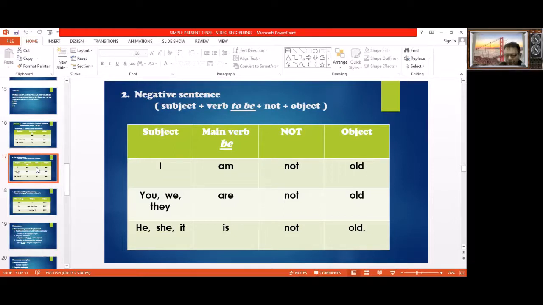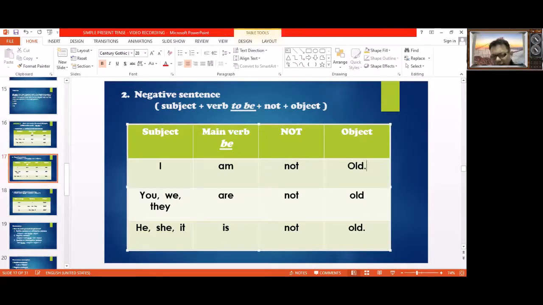Okay, so then for the next group here, we have you, we, they. Again, you have to use the verb be, are. So we have, you are not old. Don't forget the word not. We are not old. They are not old. Don't forget this one has a full stop.